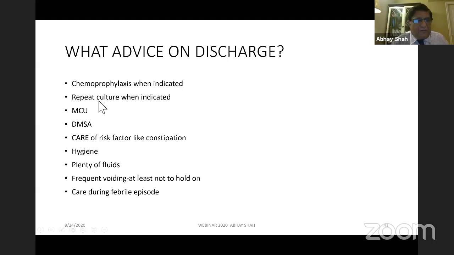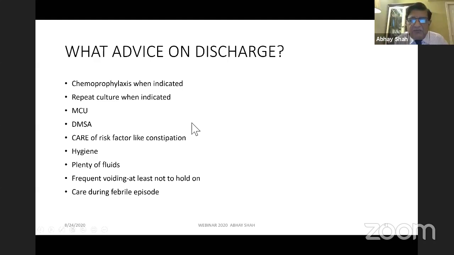Personal hygiene, hygiene of the genitals, plenty of fluid, taking care of constipation, frequent voiding, at least not holding on, are all important. But if imaging shows vesico-ureteric reflux which is grade 4 or 5, or bilateral, chemoprophylaxis is very, very important.